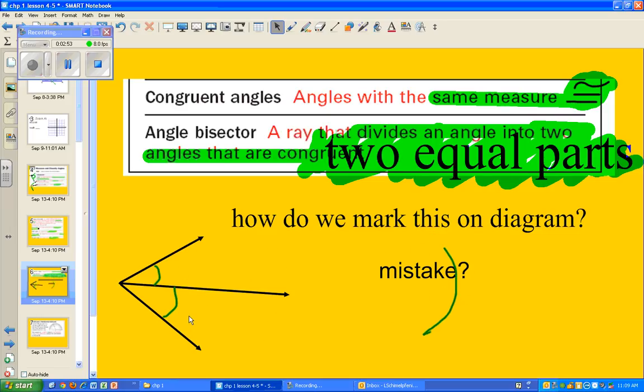Now, if you don't have a geometry course or some other course that talks about this, it might be a little misleading that this arc looks larger, so you might think, well, that means that the angle is larger. No, it's showing congruency. So the arcs don't show how large the angle is, they're showing congruency.